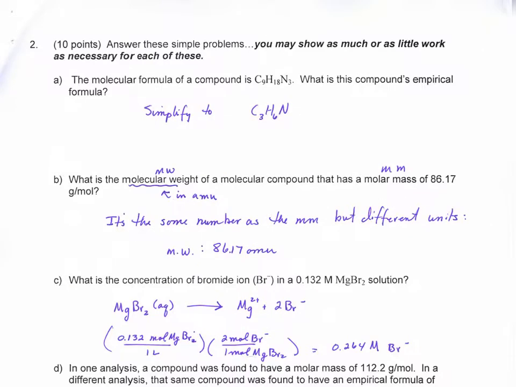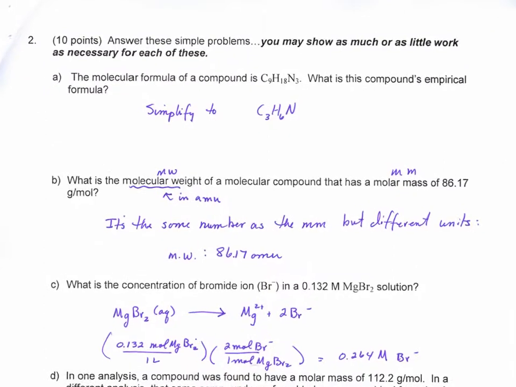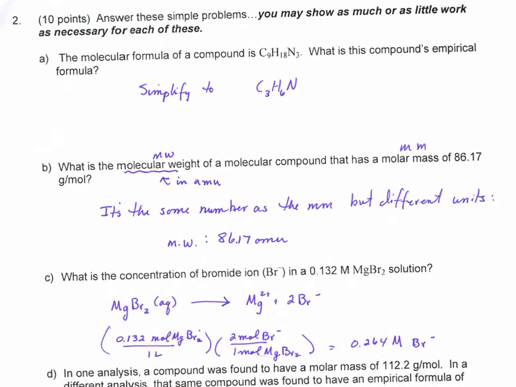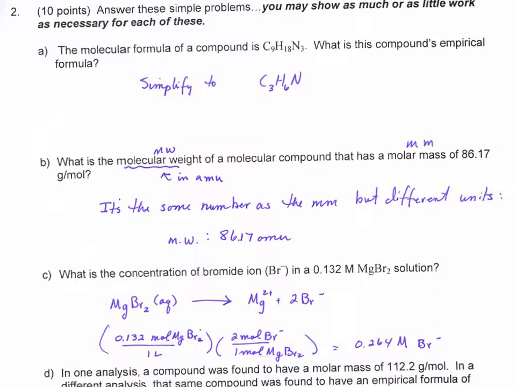The next page, these were each worth 2 points apiece. The one up there is you're supposed to simplify the compound containing 9 carbons, 18 hydrogens, and 3 nitrogens. Of course, you can divide each of those by 3 and get 3, 6, and 1. So that's going from a molecular formula to an empirical formula. B, notice that they gave you the molar mass, 86.17 grams per mole for a compound, and you were supposed to give the molecular weight. Of course, the molecular weight is the same number, but different units, atomic mass units.